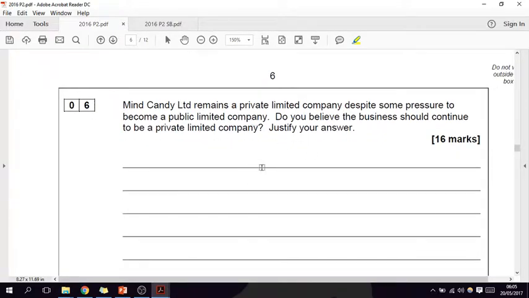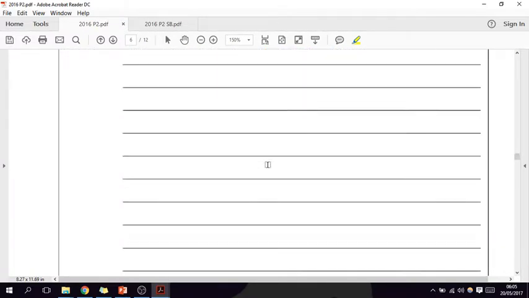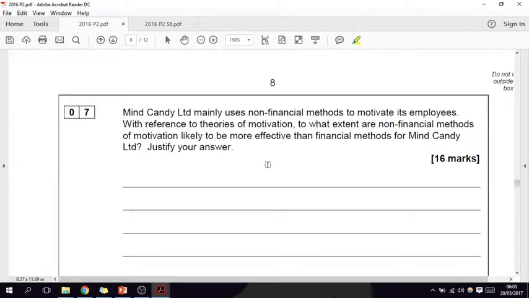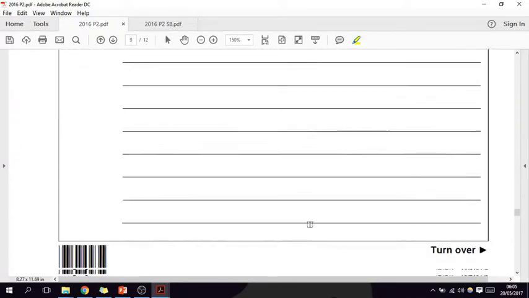Now we're into the 16-mark questions. Private limited company, despite pressure to become public limited, do you believe the business should continue to be a private limited company? So I know I'm going to be looking for private versus public limited company. The next 16-mark question is, to what extent are non-financial methods of motivation likely to be more effective than financial methods? So non-financial methods, financial methods, and this is a question about motivating employees. So I'm going to be looking for information for that.